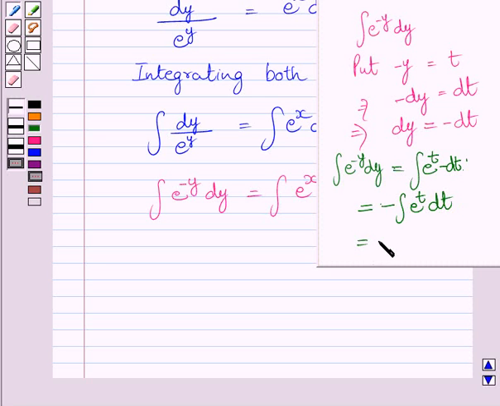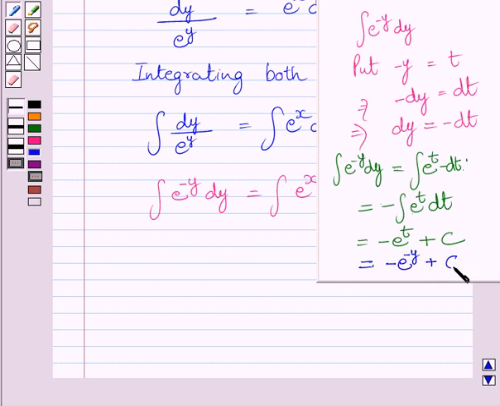This is further equal to minus e raised to the power t plus c. We know integral of e raised to the power x dx is equal to e raised to the power x only. So integral of e raised to the power t with respect to t is equal to e raised to the power t. So here we can write e raised to the power t. Now substituting minus y for t, we get minus e raised to the power minus y plus c is equal to integral of e raised to the power minus y dy. Now clearly we can see this integral is equal to minus e raised to the power minus y plus c.